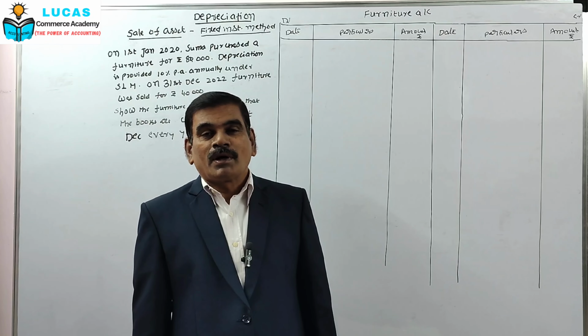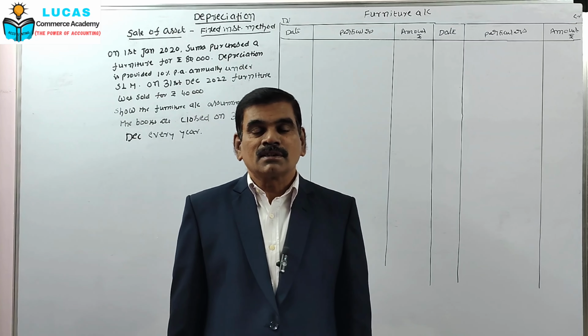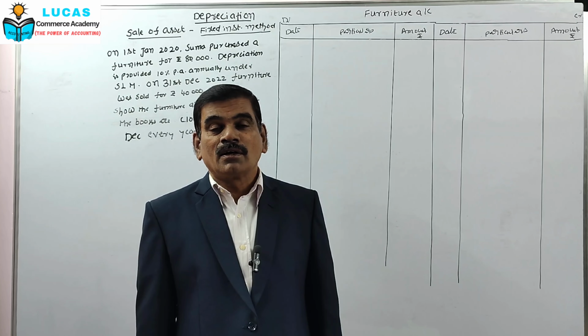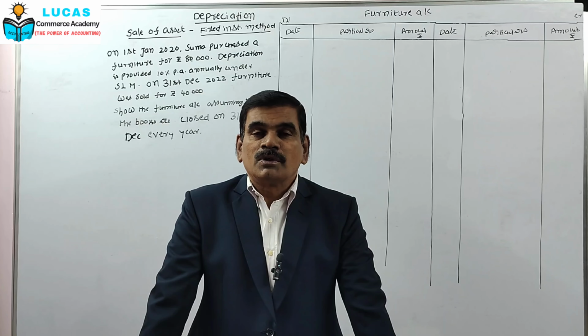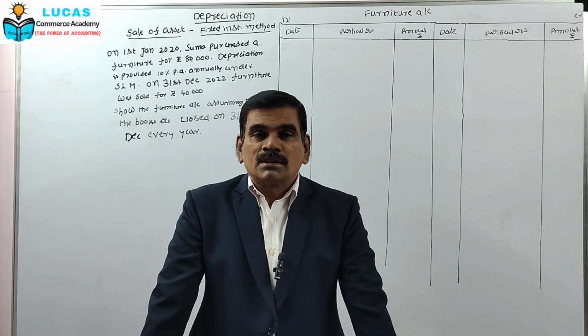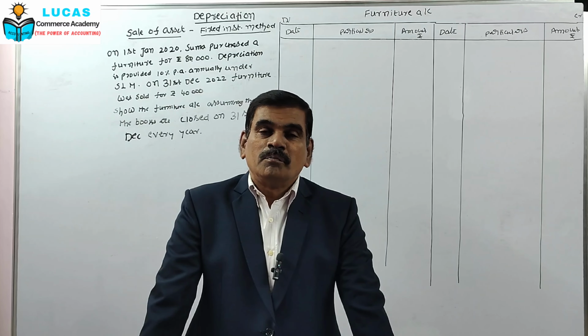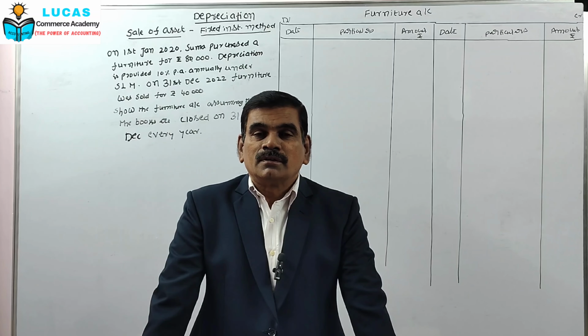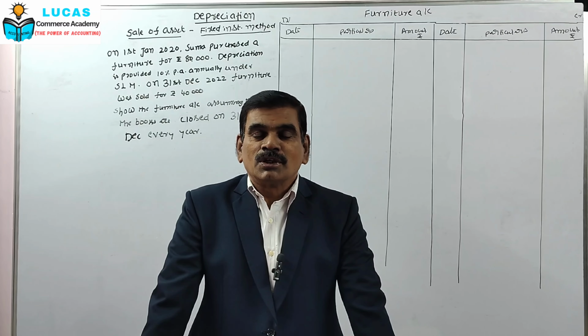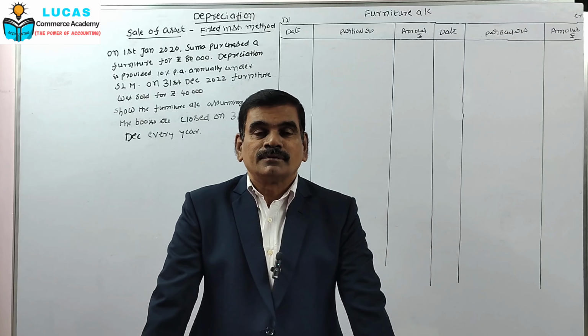Today, as a part of depreciation, let us discuss sale of asset under fixed installment method. Sometimes the asset may be sold after using for some period. The asset may be sold in the middle of any year or at the end of any year. When the asset is sold, we are going to pass a journal entry. The journal entry for sale of asset is cash or bank account debtor to asset account.